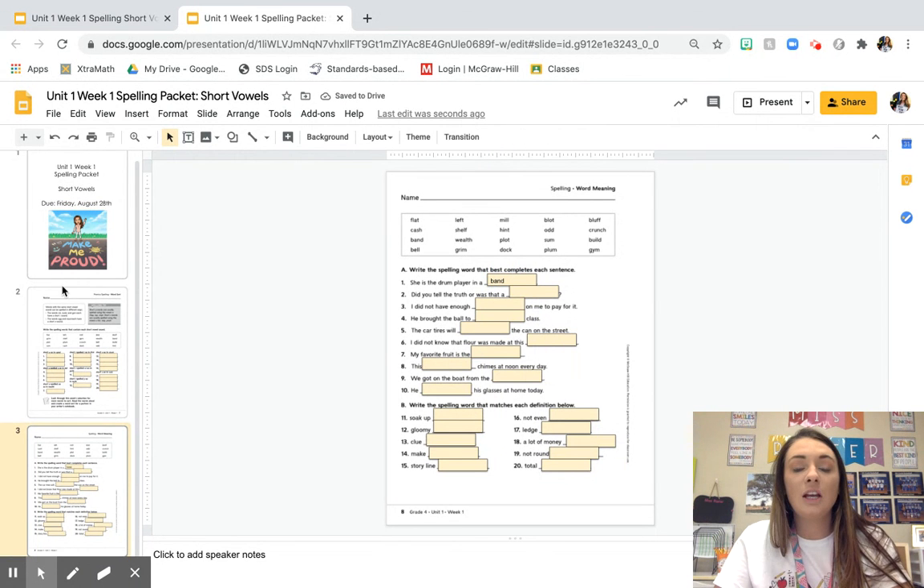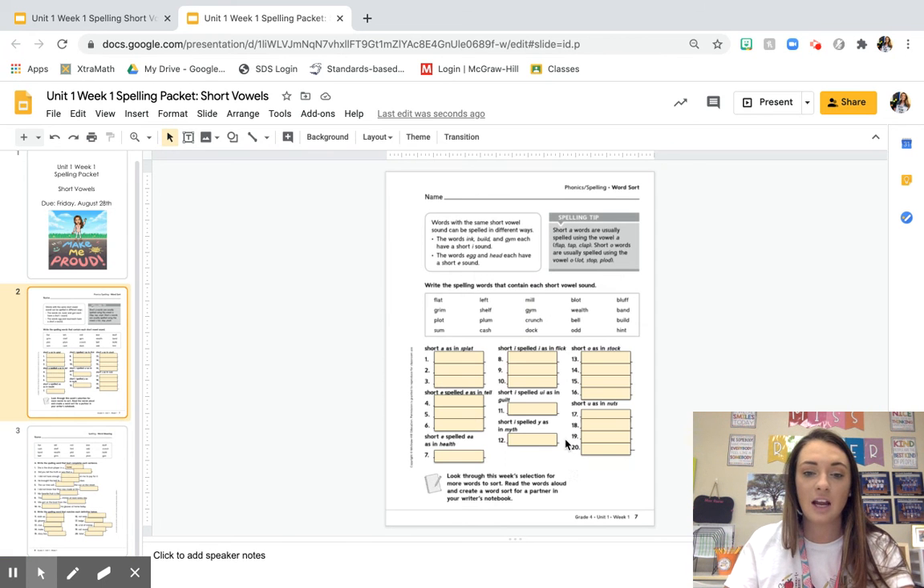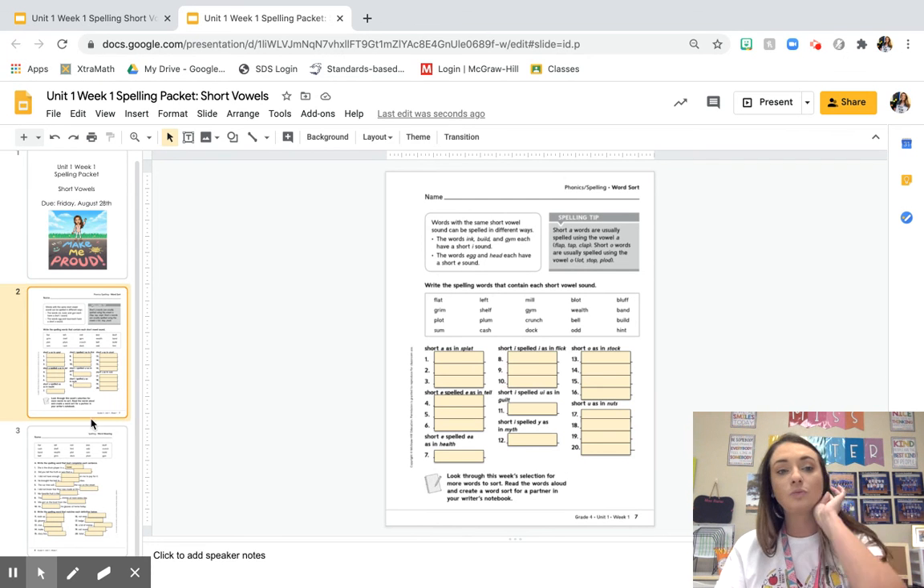So when you are done with this, you have the whole week to work on it, but we suggest you work on one page on Tuesday and one page on Thursday, but it is up to you when you want to get it done, as long as it's done by Friday. Also, you do not have to do this bottom part here where it says look through these words. You do not have to do that.